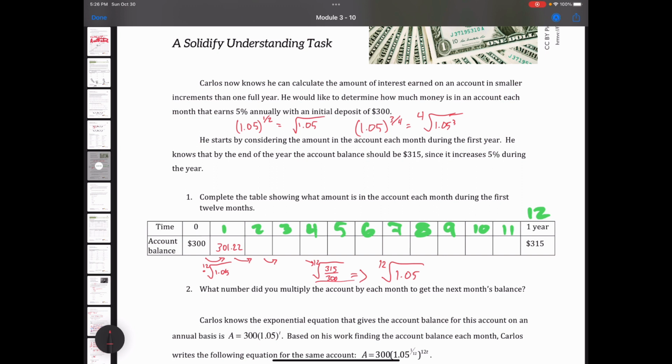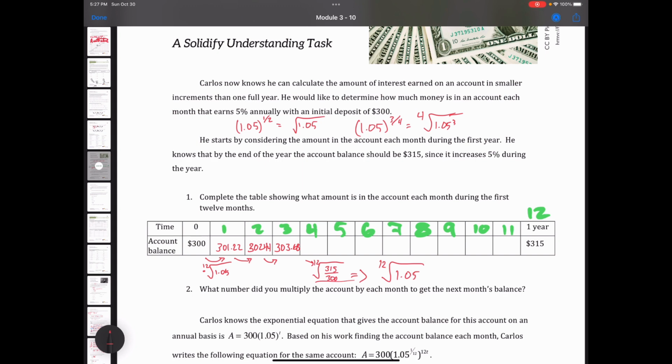Then I'll do it again. I would multiply 301.22 times the 12th root of 1.05, and that should be 302.44. Multiply it by the 12th root of 1.05 again, and it's 303.68, and so on. But I want you to go ahead and finish out the rest of this table. I'm not going to, but I would like for you to.